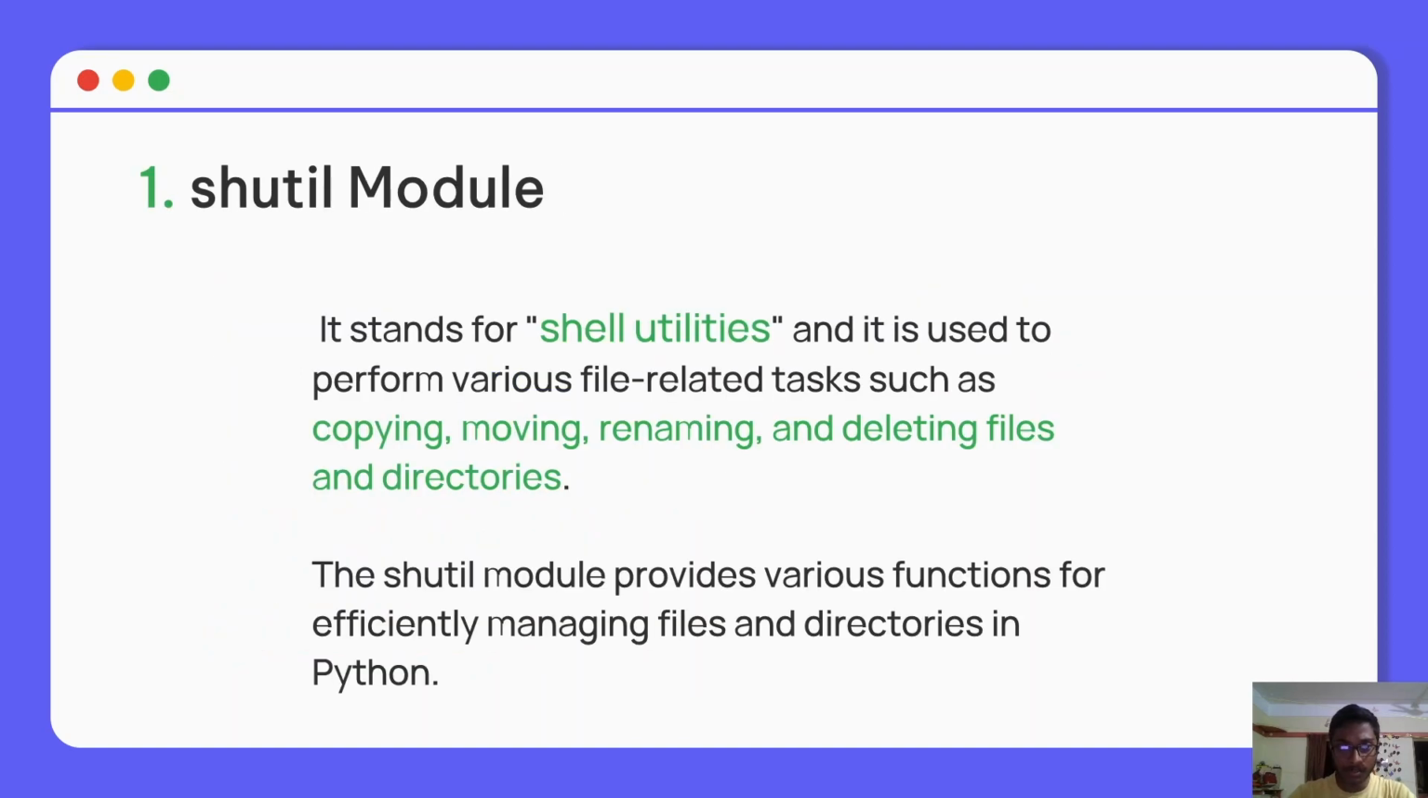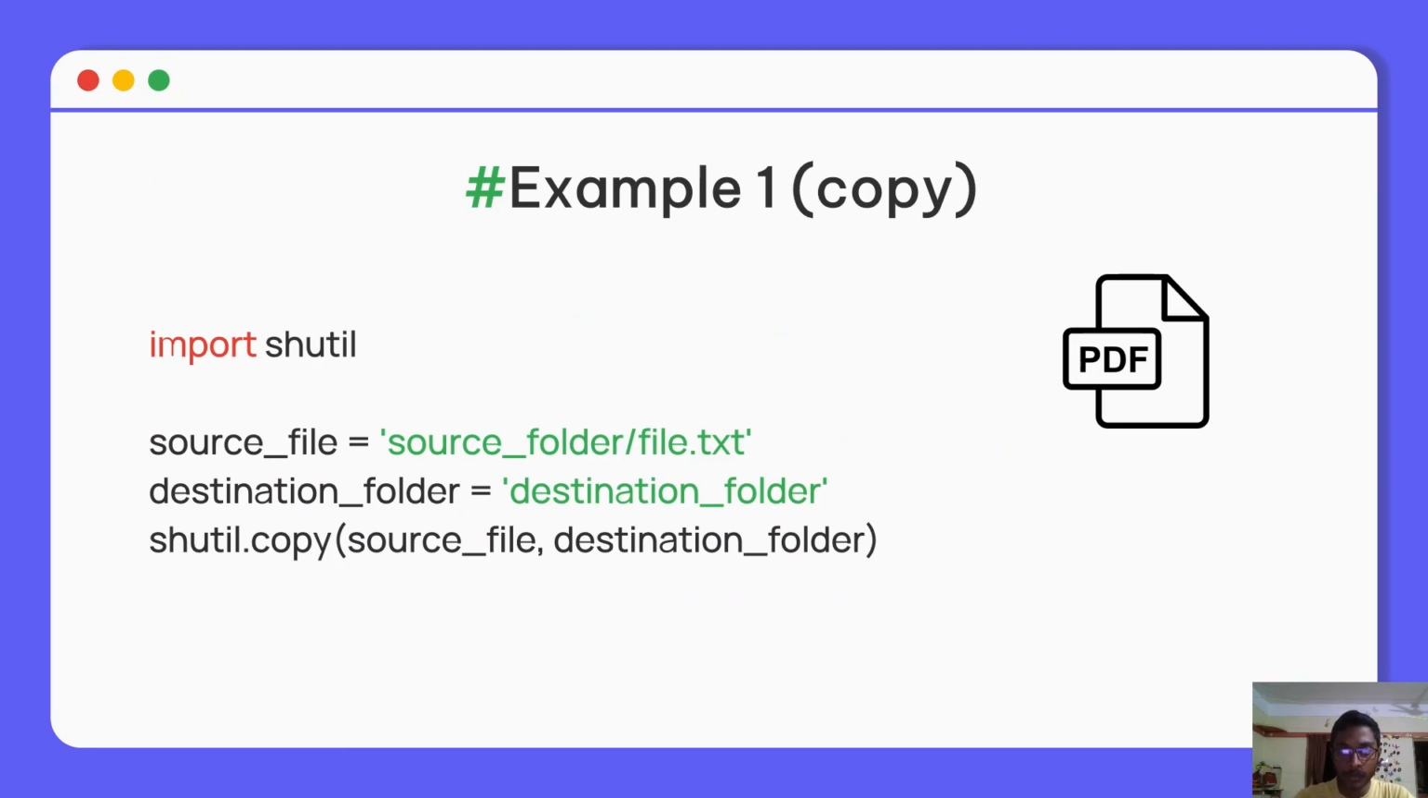Then to start with the shutil module, the word shutil stands for shell utilities, and it is used to perform various file related tasks such as copying, moving, renaming and deleting files and directories. The shutil module provides various functions for efficient management of files and directories in Python. As an example, with this program we'll be copying the contents of one file to another file.